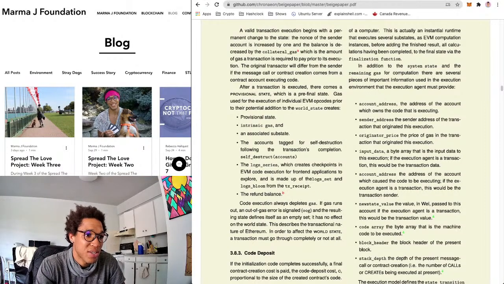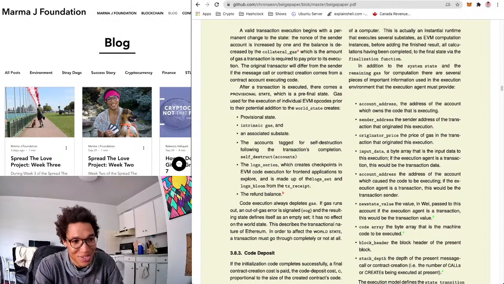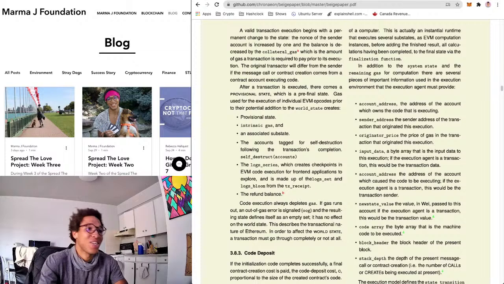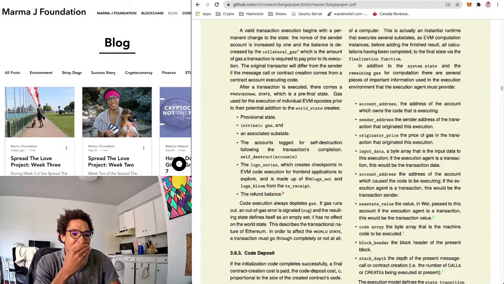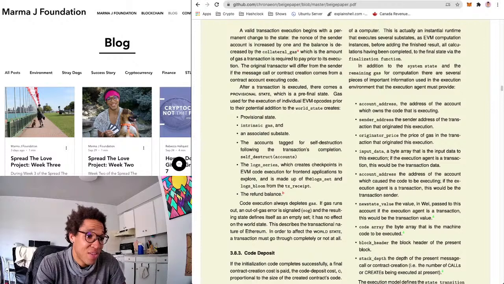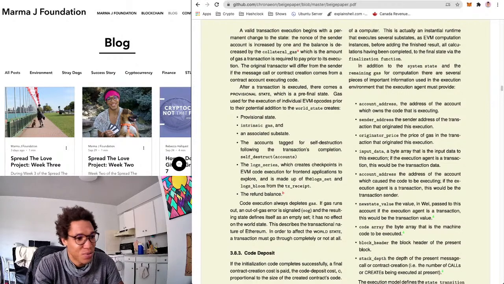Account address, again, the address of the account which caused the code to be executing. If the executing agent is a transaction, this would be the transaction sender. The new state value, the value in wei, is passed to this account. If the execution agent is a transaction, this would be the transaction value.